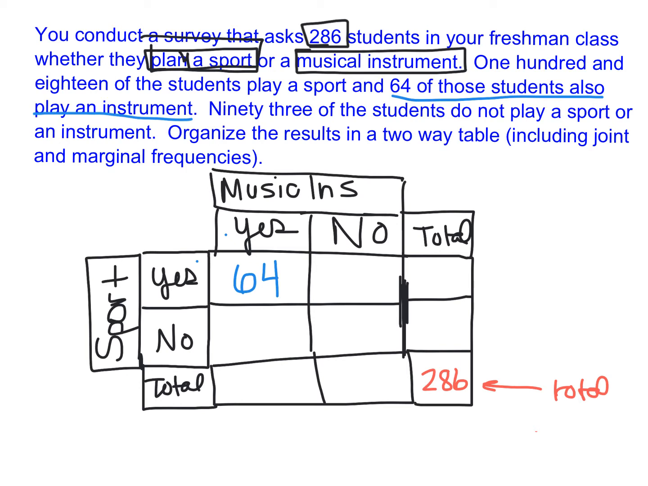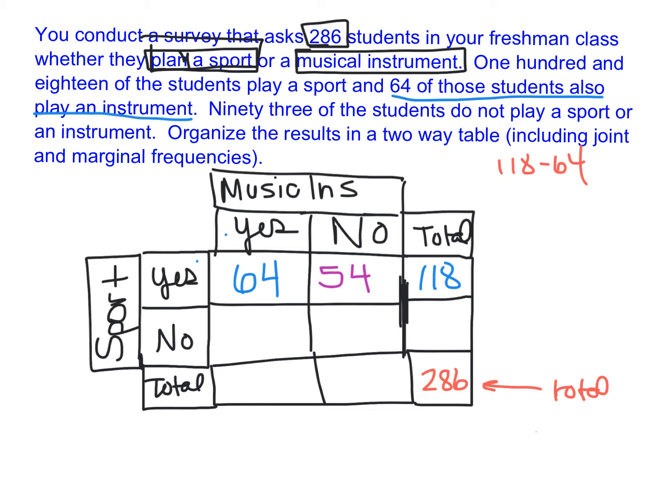Now, if there are 118 students that play a sport and 64 of them play an instrument, that means that the remaining students do not play an instrument. So I can take my 118 and subtract 64 out to find that value. So I have 118 minus 64, which leaves me with 54 students who play a sport but do not play a musical instrument. And then from here, I know that my total is 118 students playing sports. So notice how that all kind of lines up. We have 64 plus 54 equals our total of 118, and we were able to use all of that data very nicely.